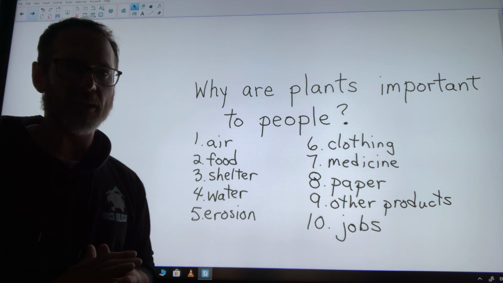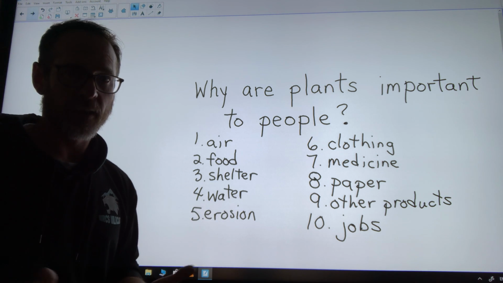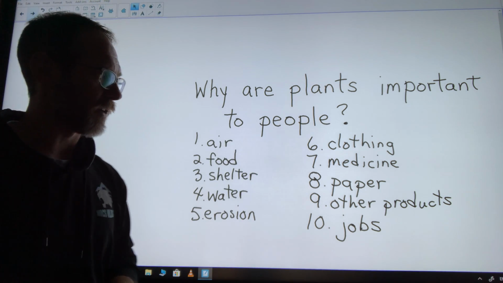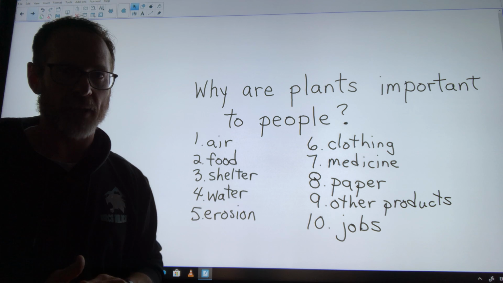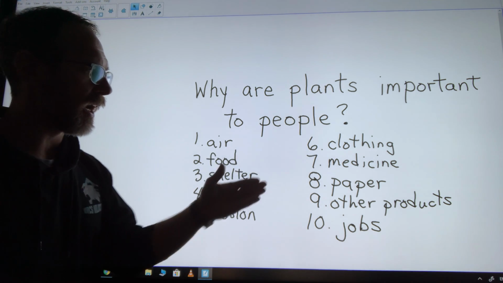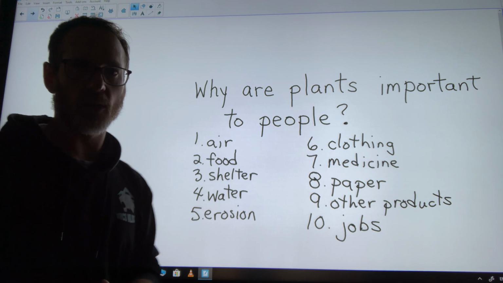However, there are some ways that people use plants that are different than how any other animal uses them. So we make clothes out of plants, for example. We make medicines out of plants. We make paper products out of trees, and lots of other products as far as that goes too.